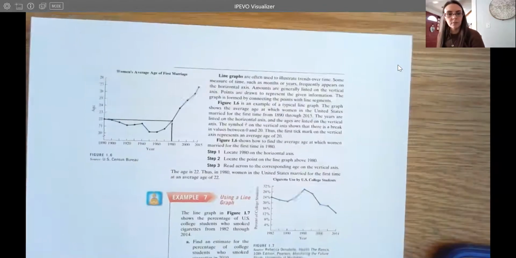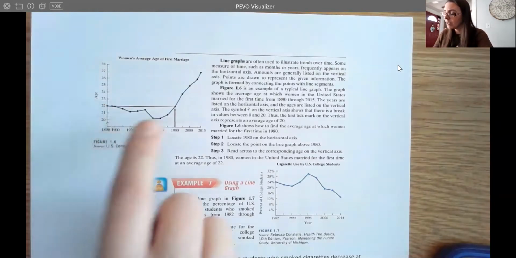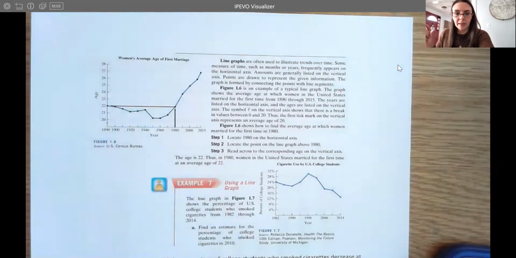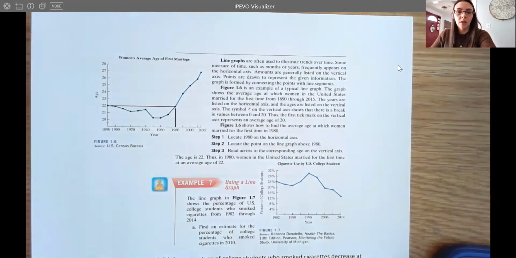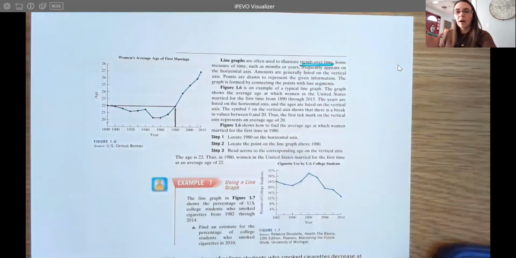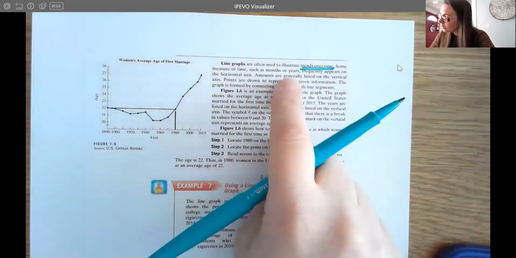All right, and let's do one more graphing example, and then we'll talk about models. So we can also use line graphs. Line graphs are basically a scatter plot, individual points that we connect with little line segments. So they're often used to illustrate trends over time. Our bar graphs tend to be counts, like how many in each category. Lines tend to be used for trends over time. They could be months, years, etc.